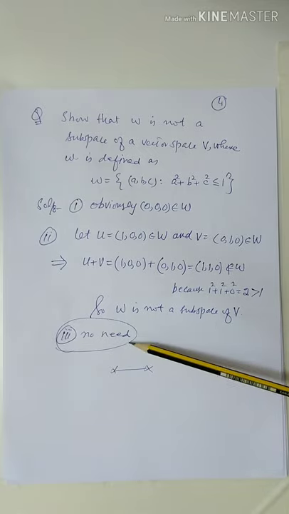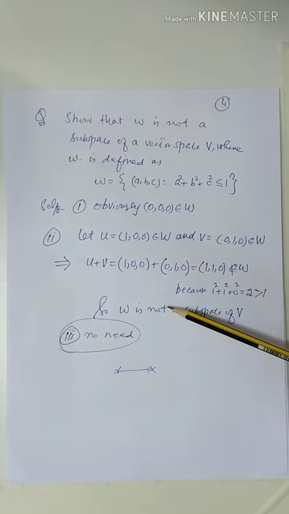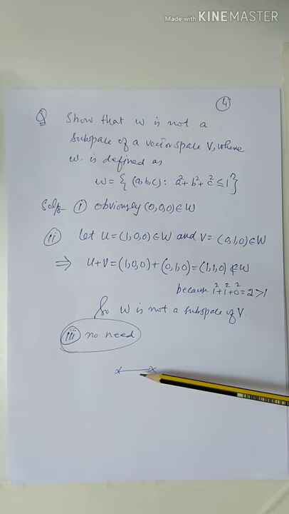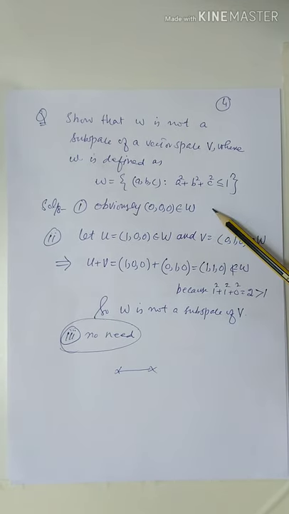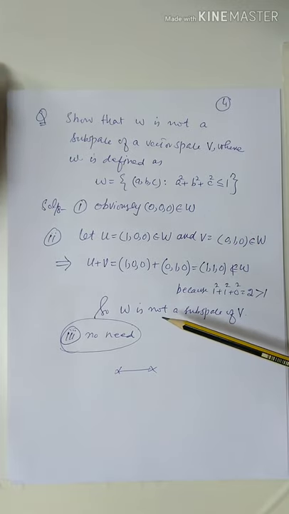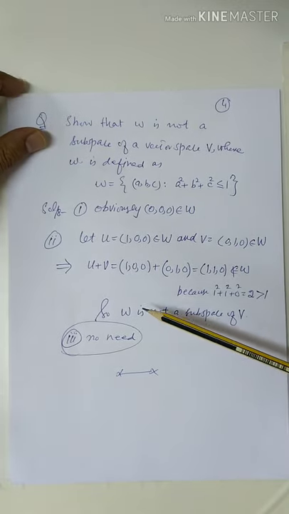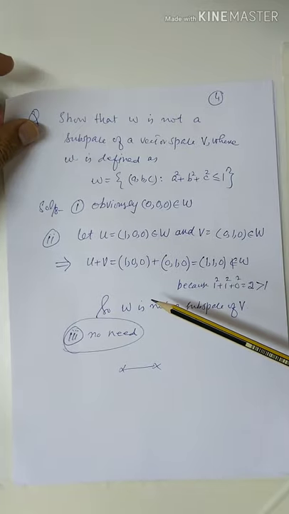So there is no need to check the third condition. If the second condition is satisfied, then we will move to the third condition. If one of the conditions fails, you can stop the question there and then move to the next property or next question.